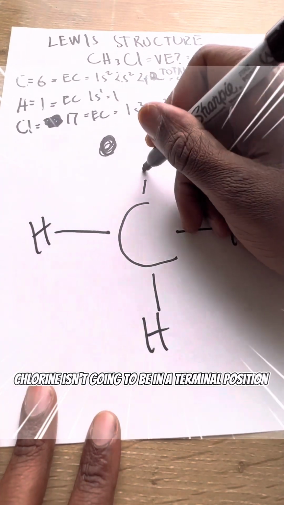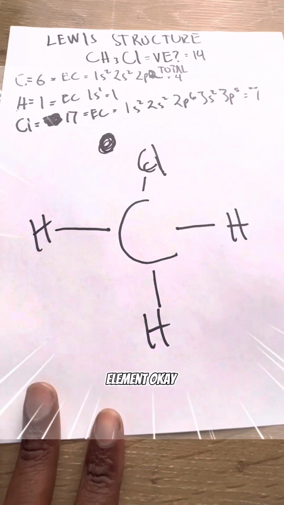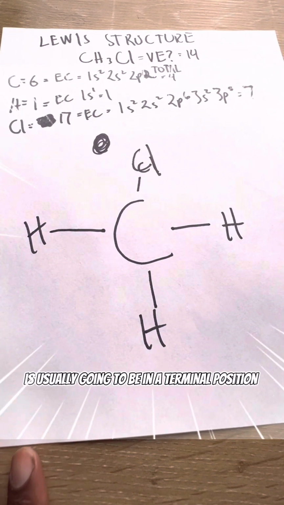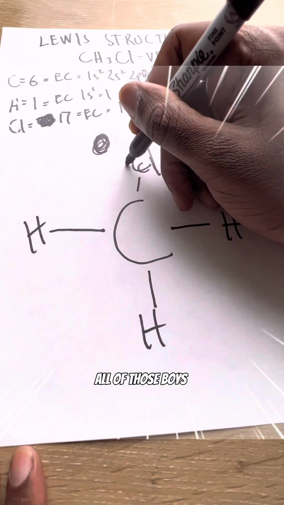Chlorine is also going to be in a terminal position this time because it's the most electronegative element, okay? So in this case, any electronegative atom is usually going to be in a terminal position, right? Those chlorines, those bromines, those halogens, all of those boys.